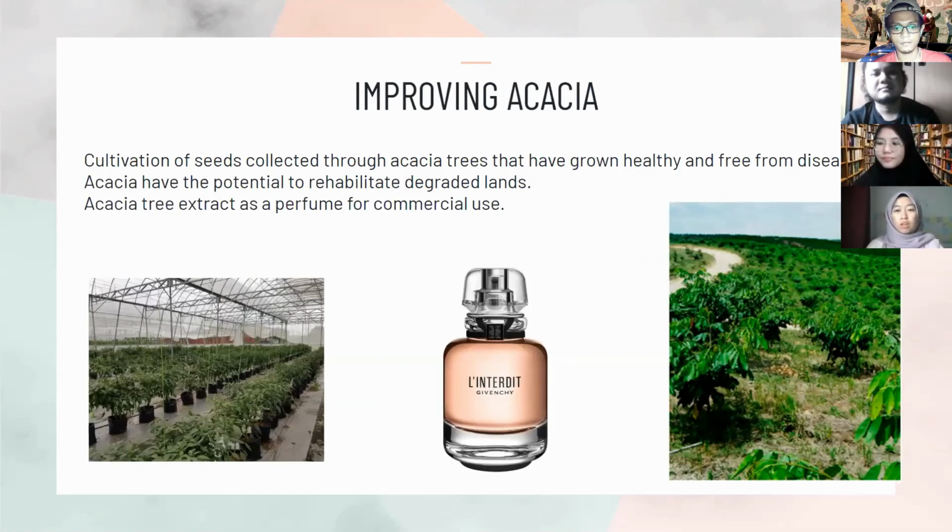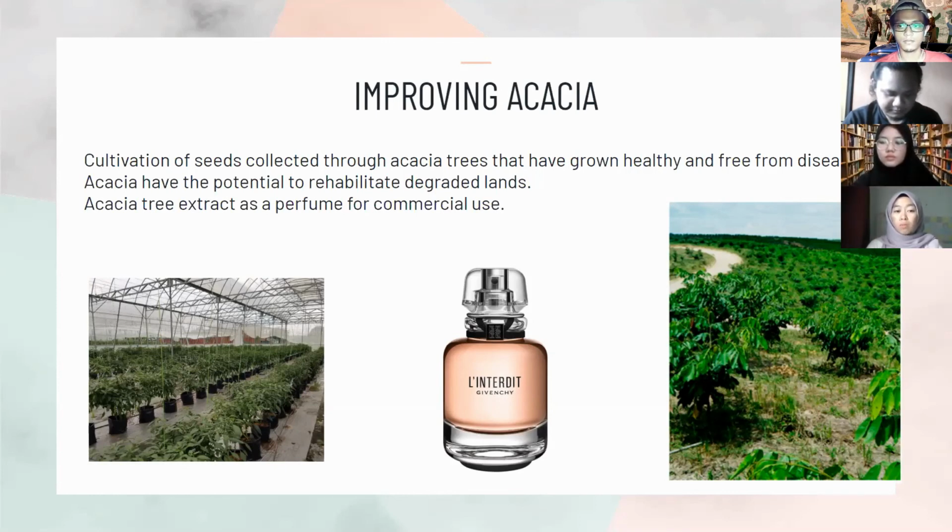Okay, I will continue, moving to how to improve acacia. First, cultivate seed collected from acacia trees that have grown healthy and free from disease. To improve the quality, we can set up a plantation of acacia trees through genetic testing and care, so that the trees are free or less prone to disease in the future. A logical method for improvement is to balance the needs of today's products, I mean to open space or use some existing land, such as rubber or oil palm, to be converted into acacia to produce pulp.